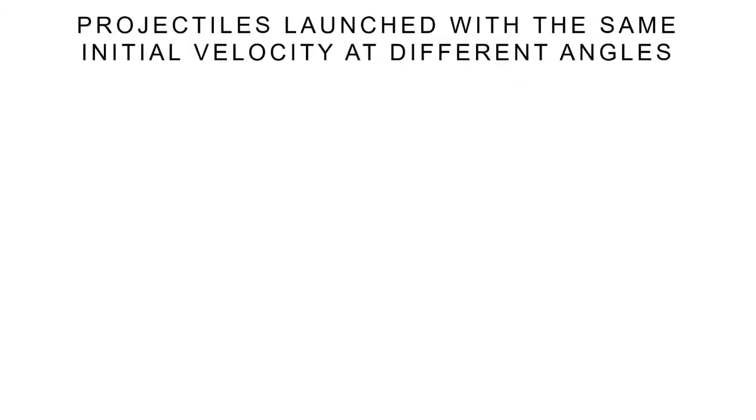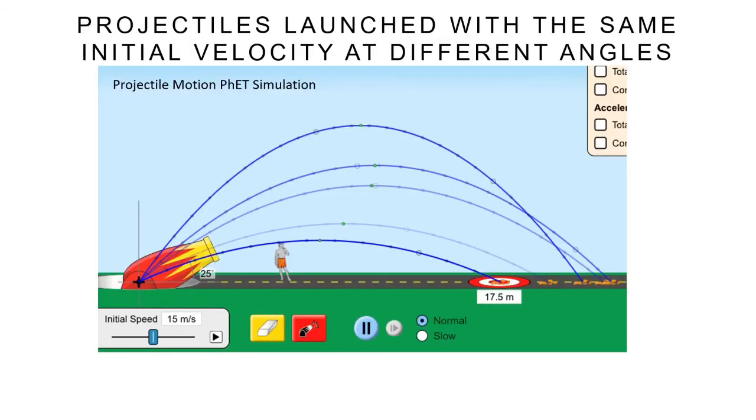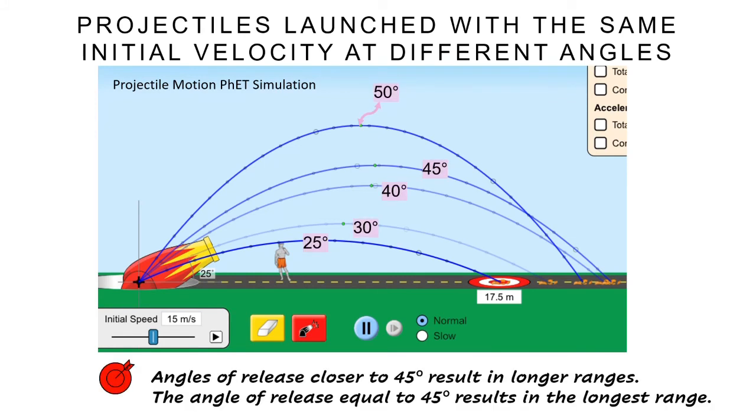Let us now investigate the relationship between the angle of release and the height and range of the projectile. Let us compare the ranges and the heights reached by the projectile launched with the same initial velocity of 15 meters per second, forward at the following angles: 25 degrees, 30 degrees, 40 degrees, 45 degrees, and 50 degrees.